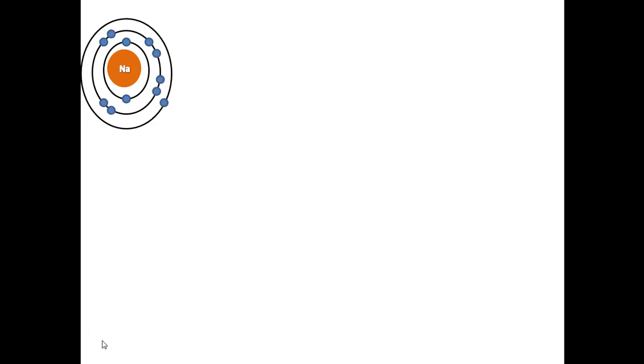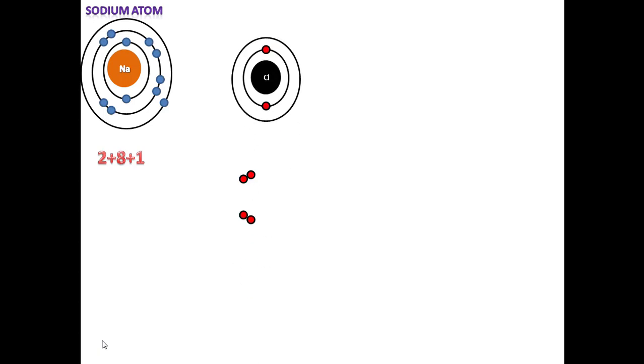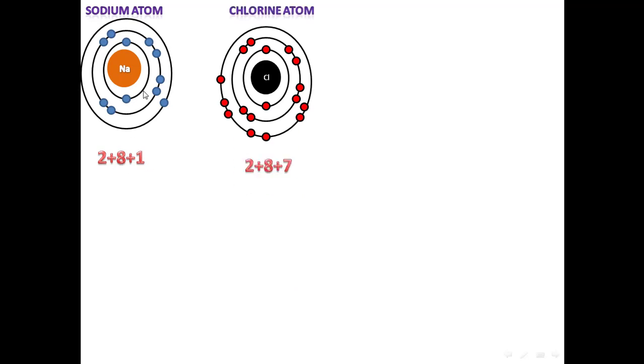Okay, and chlorine atom has 17 electrons, so we distribute the 17 electrons in the shells. As we see, both of the two atoms are not stable because they do not have a stable outer shell. So what to do here? According to the stability of sodium atom, it will lose this electron. But from where do we get this electron?